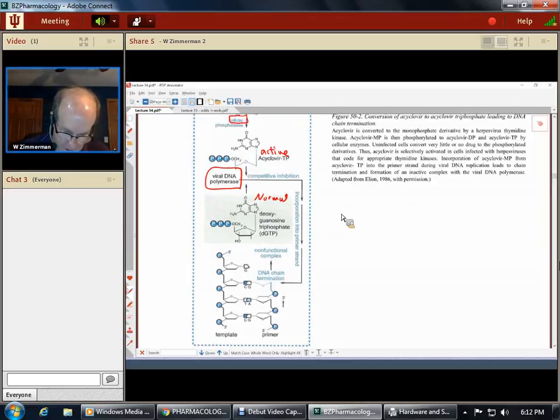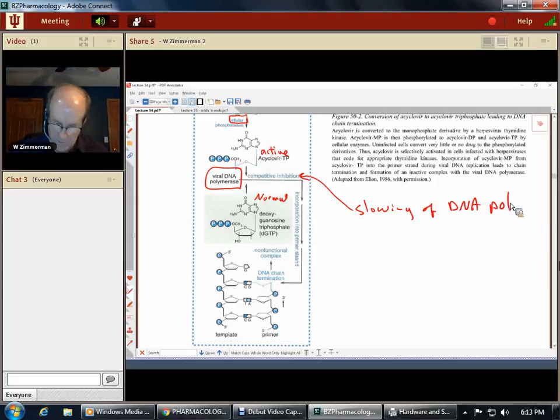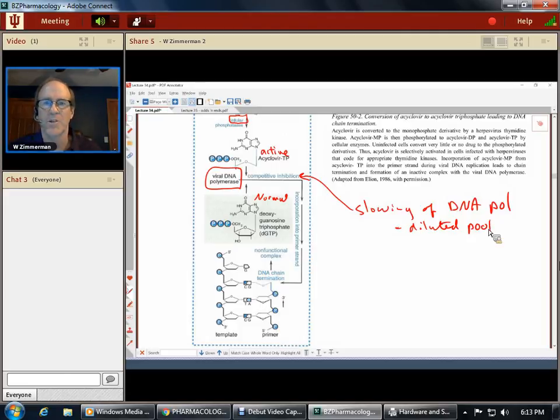I say competitive inhibition. There'll be a slowing of the DNA polymerase. For one thing, you've diluted the pool. And that polymerase is kind of sloppy, but it'll still be looking for the correct base, and it keeps finding acyclovir. And you've just made it harder to find that. So that's going to slow the DNA polymerase. So you diluted the pool of the nucleotides. So that's one way this drug is going to work.